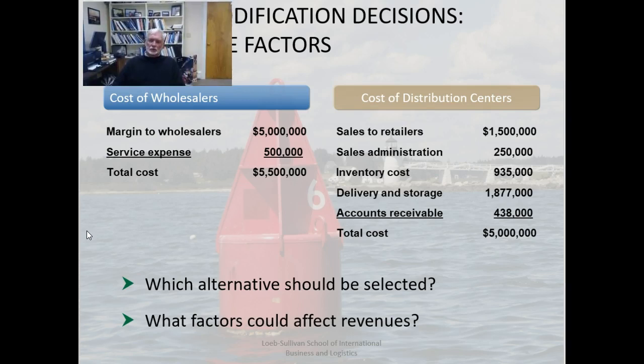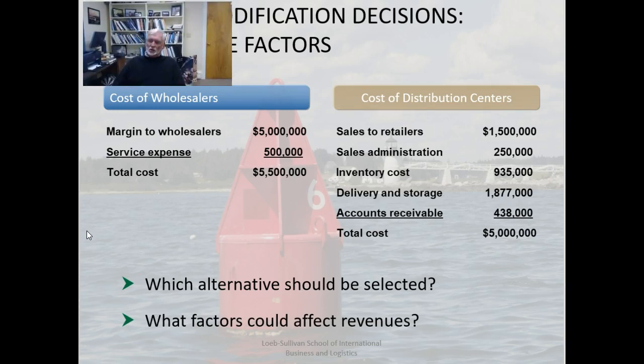If I eliminate the wholesalers, go direct to retailers, I'm going to need a sales force. And I estimate that sales force will cost me $1.5 million. I have to have people to administer or manage the sales force. That's $250,000. I'm now going to have to pick up the inventory that my wholesalers were carrying, and the carrying cost of that inventory is $935,000. So that's whatever the X% of the amount of inventory I have is what it costs to carry it. I have to deliver it and store it, and that's $1.877 million. And the cost of carrying the receivables from my retailers I estimate to be $438,000.